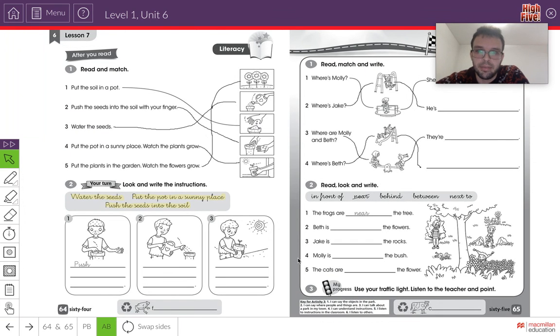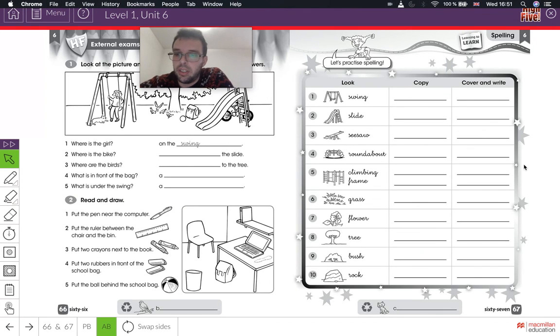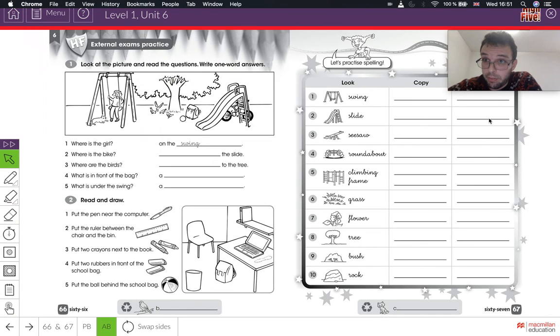Okay, very good. Now, if you want to do some extra work at home, okay, you can go to the spelling page, okay, and you can practice writing the words. All right. So that's everything for today.